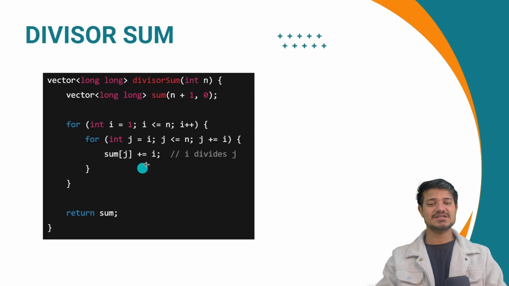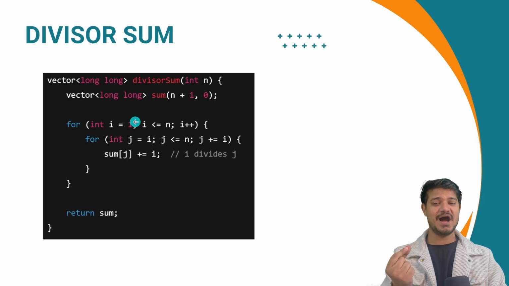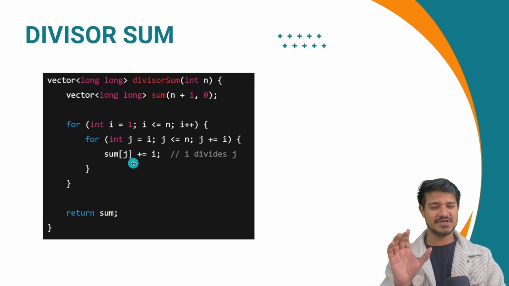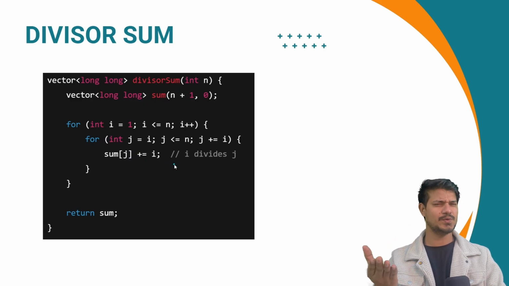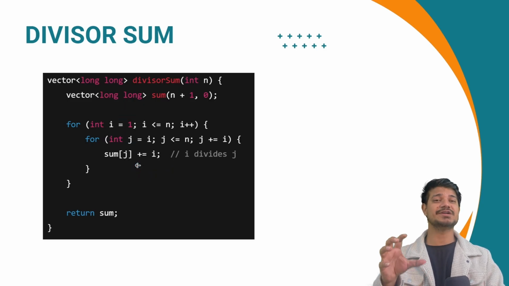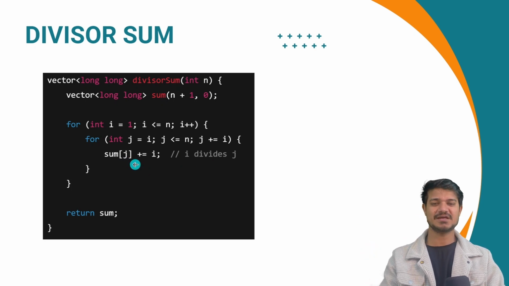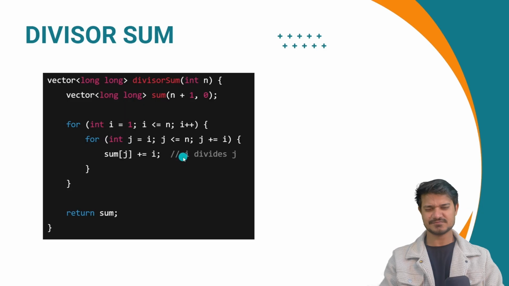And now at j, instead of incrementing sum of j by 1 like we were doing there, because i is one divisor of all the j's, so we were incrementing index j by 1 only, right? Here it will directly increment by i, because i is their divisor and we are calculating their sum, not count. So i will be directly added to their sum because i is their divisor. That's why sum of j plus equals i.